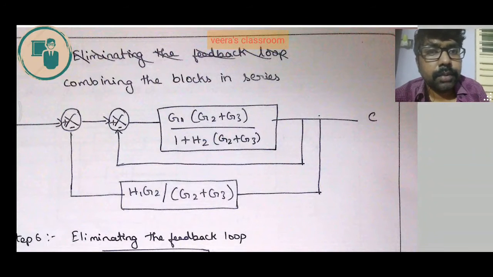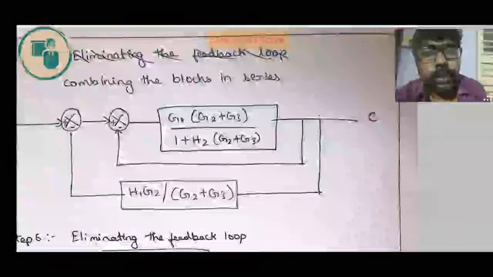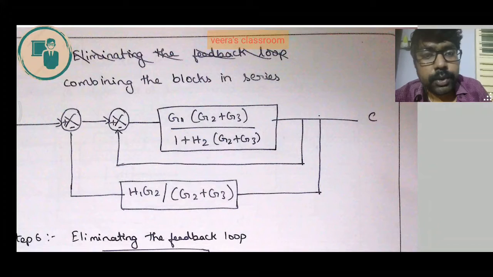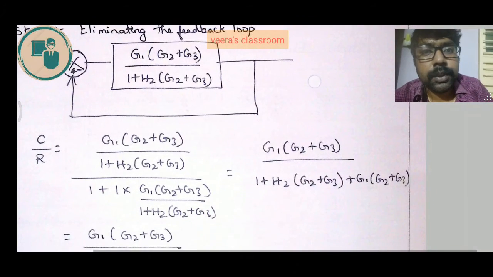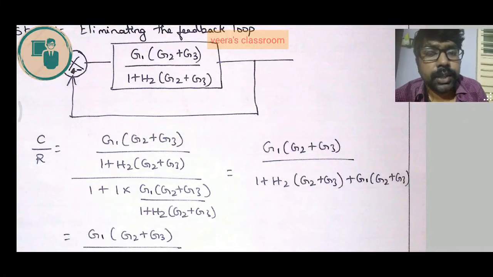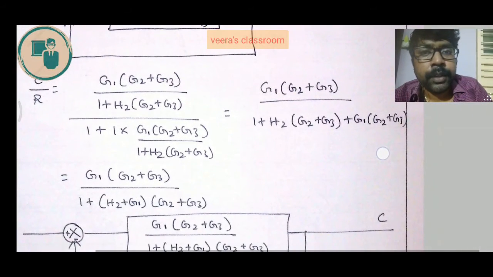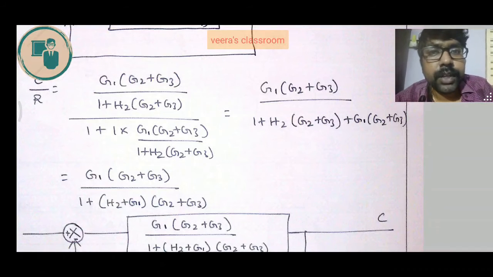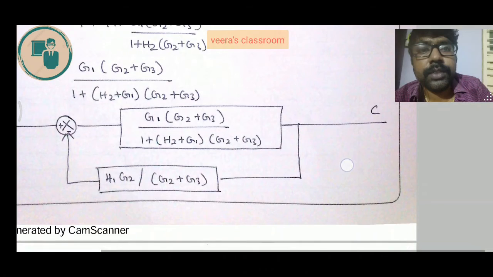So this is again a negative feedback. The formula is C by R equal to G by 1 plus GH. Since the value of H is 1, the formula is going to be G by 1 plus G. So this is going to be simple. C by R equals G1 into G2 plus G3 divided by 1 plus H2 into G2 plus G3, whole divided by 1 plus 1 into G1 into G2 plus G3 divided by 1 plus H2 into G2 plus G3. After taking the LCM, the final equation is G1 into G2 plus G3 divided by 1 plus H2 into G2 plus G3 plus G1 into G2 plus G3. This is the final term.